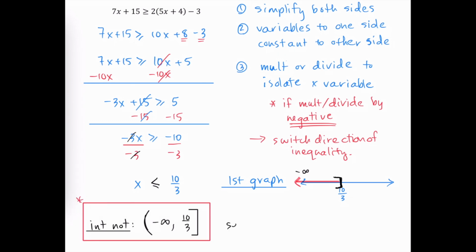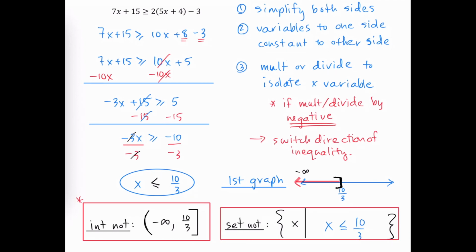And in set builder notation, we begin with the curly brackets to say the set of all x's, vertical bar means such that. We then close those curly brackets and leave space for a criteria, and the criteria is the inequality version of our solution. So we'll say x is less than or equal to 10/3 in here. So we would say this is the set builder notation of our solution set.